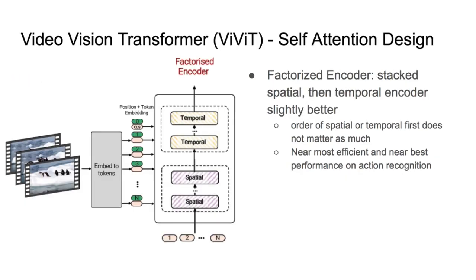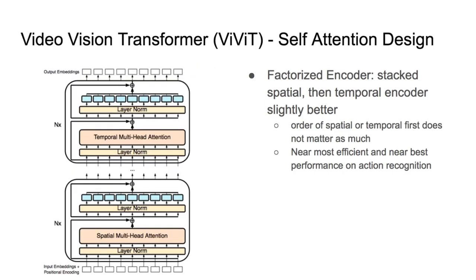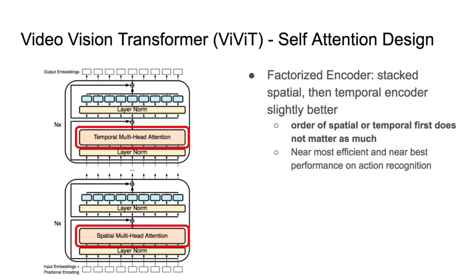The second option is factorized encoder where it first performs spatial attention before temporal attention. This option provides the best of both worlds, near best performance with nearly most efficient on action recognition. This is the adaptation of factorized encoder onto the generic diagram. Note that from experiment it seems that the order of attention does not matter.